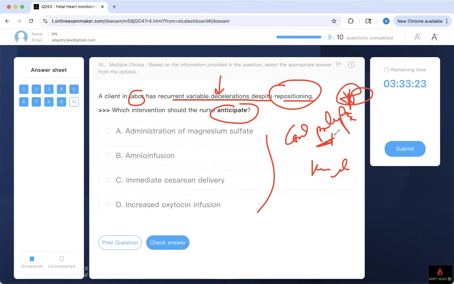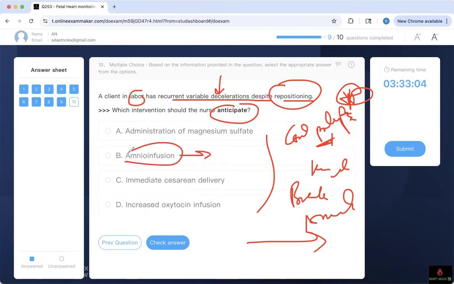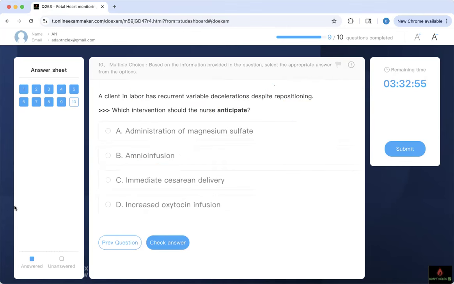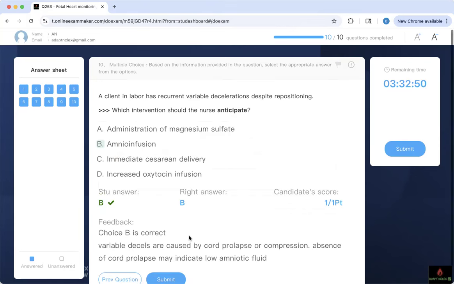The second thing that can cause cord prolapse or variable deceleration is what? You break your water and you lose your amniotic fluid, and that pushes the cord out. Therefore, it may be there's no more fluid, and that's why we have a cord compression, caused by amniotic fluid loss, and the individual will have variable deceleration. Therefore, we need to give them amnioinfusion, and this will take care of it. This is Adapting NCLEX. Thank you for watching.